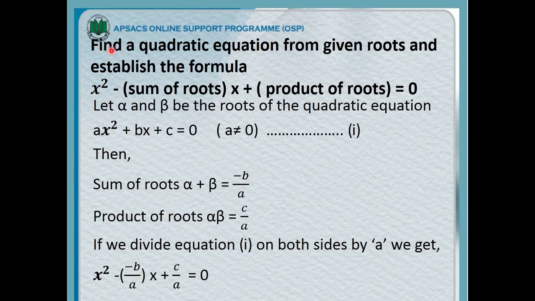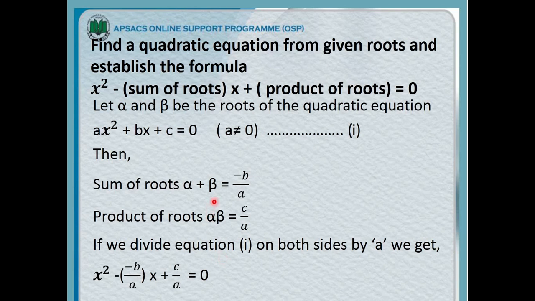The next topic, find the quadratic equation from given roots and establish the formula. Let alpha and beta be the roots of a quadratic equation ax square plus bx plus c is equal to 0. This is the standard quadratic equation, as you already know. Then the sum of the roots will be equal to minus b upon a, and the product of roots will be equal to c upon a.